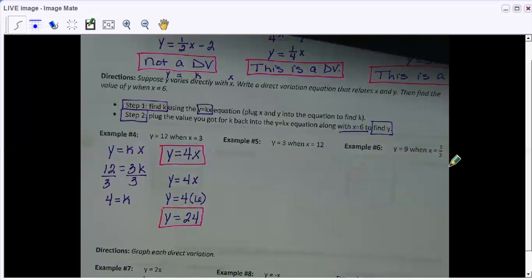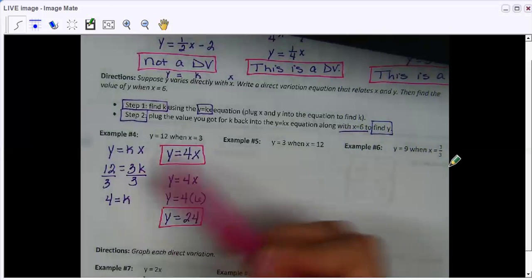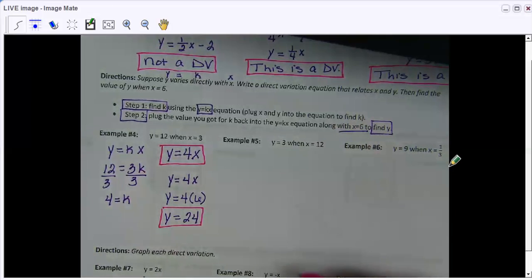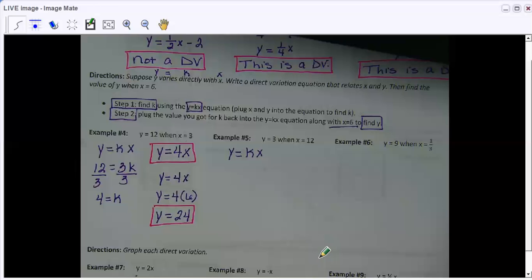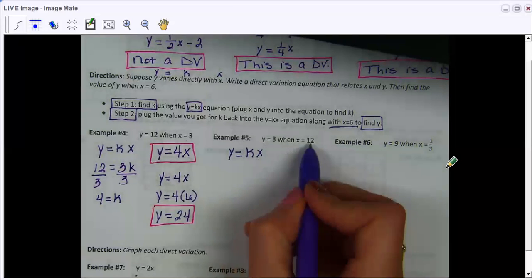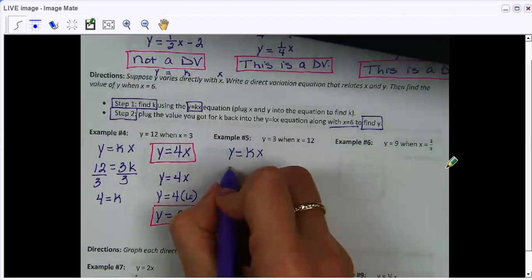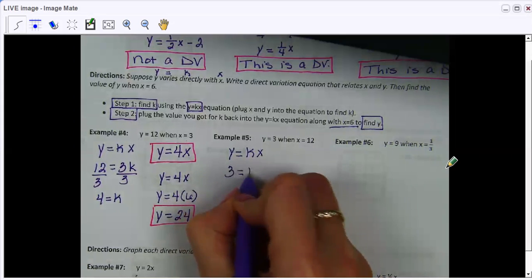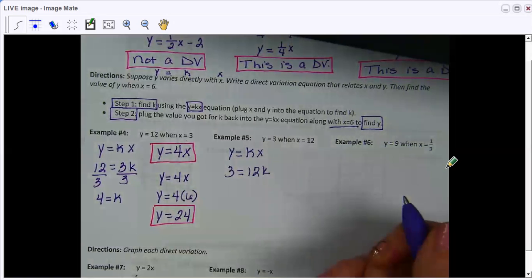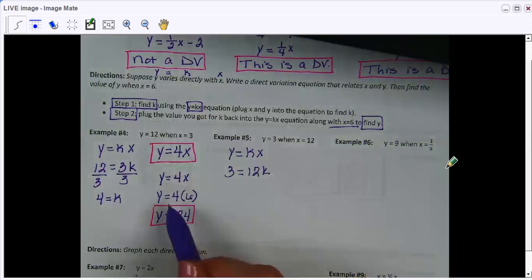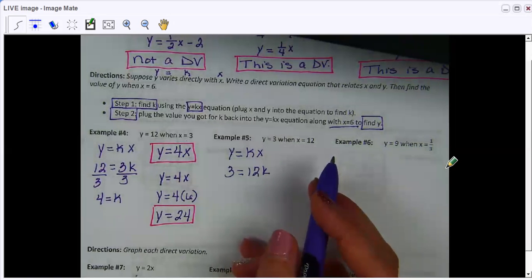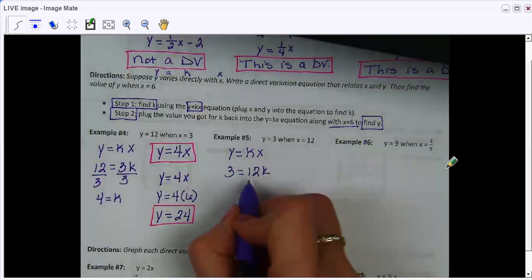Now, do you think you could follow those exact steps to try to do number 5? Maybe try. So the first thing I want you to do is try to find your k on number 5. So everybody go ahead and try that. All right, so using this equation, you need to plug in your y and your x. So y is 3, x is 12. Notice I just reversed the numbers from example 4 to example 5, just to show you what it looks like with a fraction. Fractions aren't always that bad.